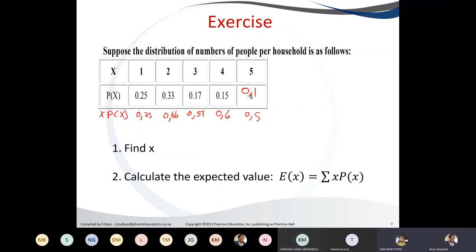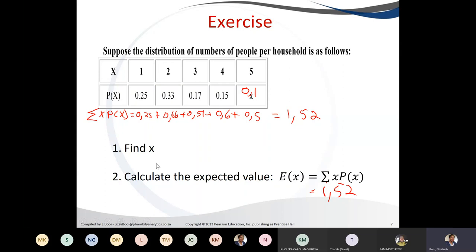Okay. Right. So adding those, 0.25 plus 0.66 plus 0.51 plus 0.6 plus 0.5 gives me 1.52. It gives you 1.52, and that will be your expected value, which will be 1.52. Correct. And that's how easy it is to calculate the mean.